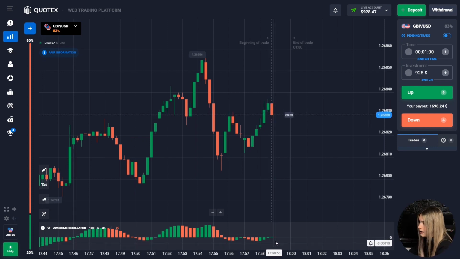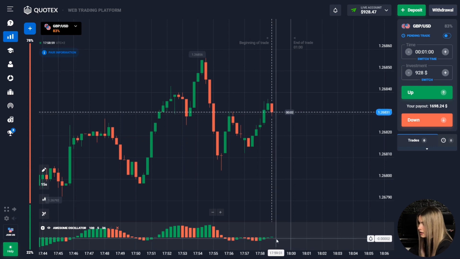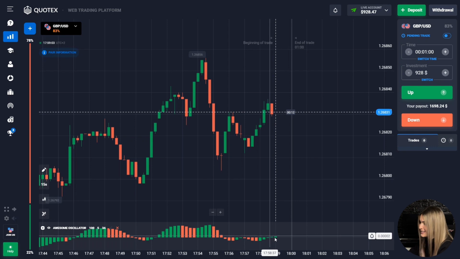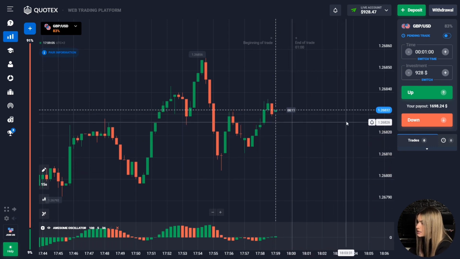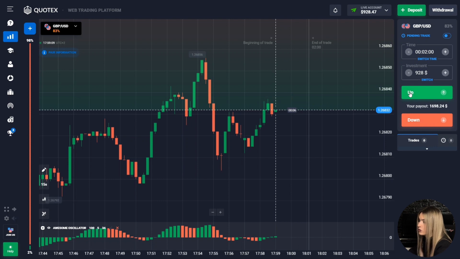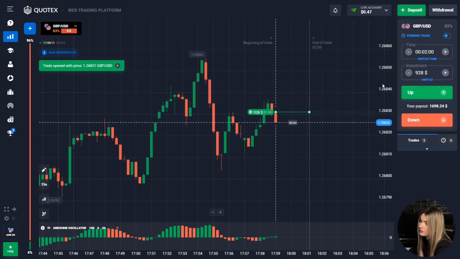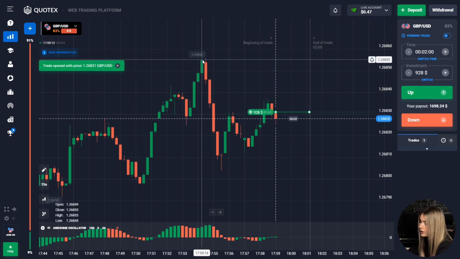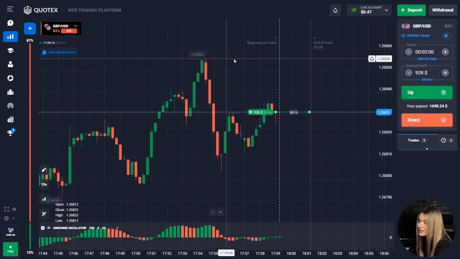As soon as a column above zero appears, I think this is a great moment to open a deal up. I choose 2 minutes for the transaction time, so that in case of correction the chart will have time to go above our entry point. I think the price will continue to rise.